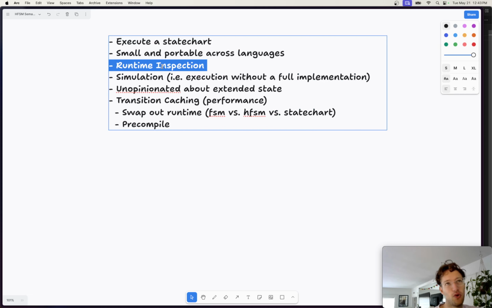Runtime inspection has more to do with the execution of or the surface area of the engine rather than particular implementation details, and conceptually it's just emitting some kind of an event that says, hey, the machine just settled, a microstep just happened, an event just got sent to us that we ignored. If we emit all of those things via some kind of inspection API, we can easily achieve this.